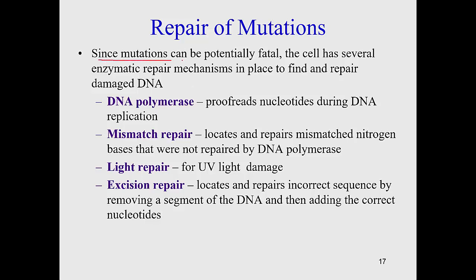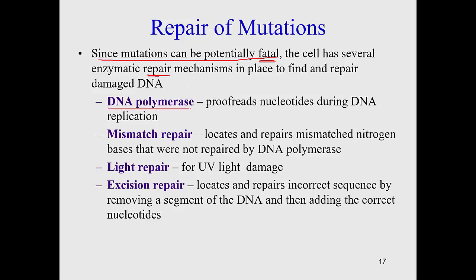Because mutations are fatal, some mutations can kill you, right? For example, if you have a mutation in your mitochondria, you're dead. You're not going to survive. If bacteria cannot copy its DNA, the gene for copying it is mutated, DNA polymerase is mutated, it's dead. So some mutations are fatal. To stop that kind of mistake happening through mutation, cells have repair mechanisms in place.